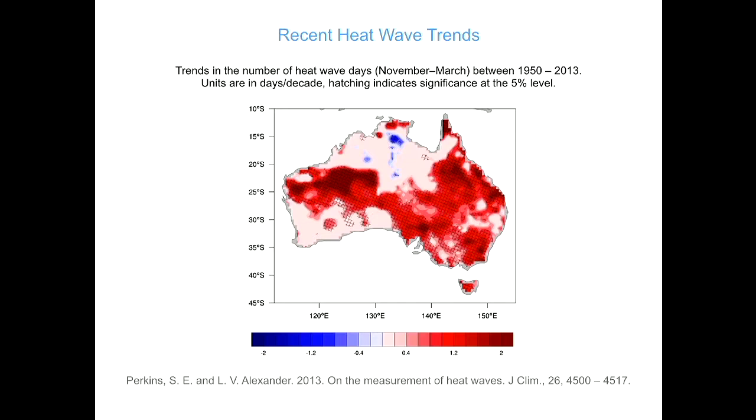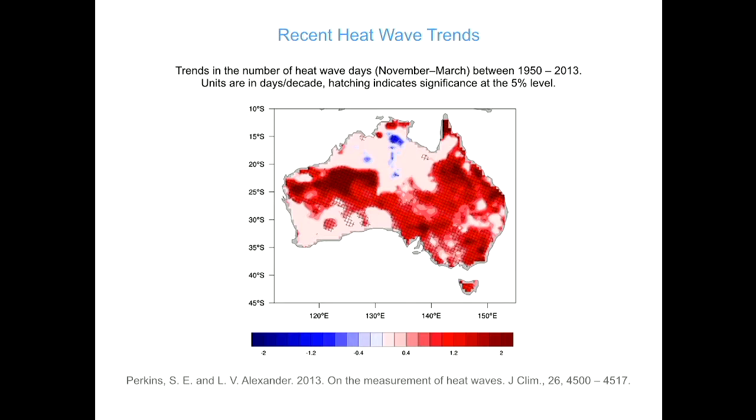This is the recent trends in heat waves. This is the trend in the number of heat wave days between November and March, and the units are days per decade. And so over much of the continent, we've seen an increase in heat waves of about, let's call it, a day per decade, roughly. We probably would have guessed that one as well. Maybe not the numbers, but this was the general idea. All right, now that's sort of set the scene for us.